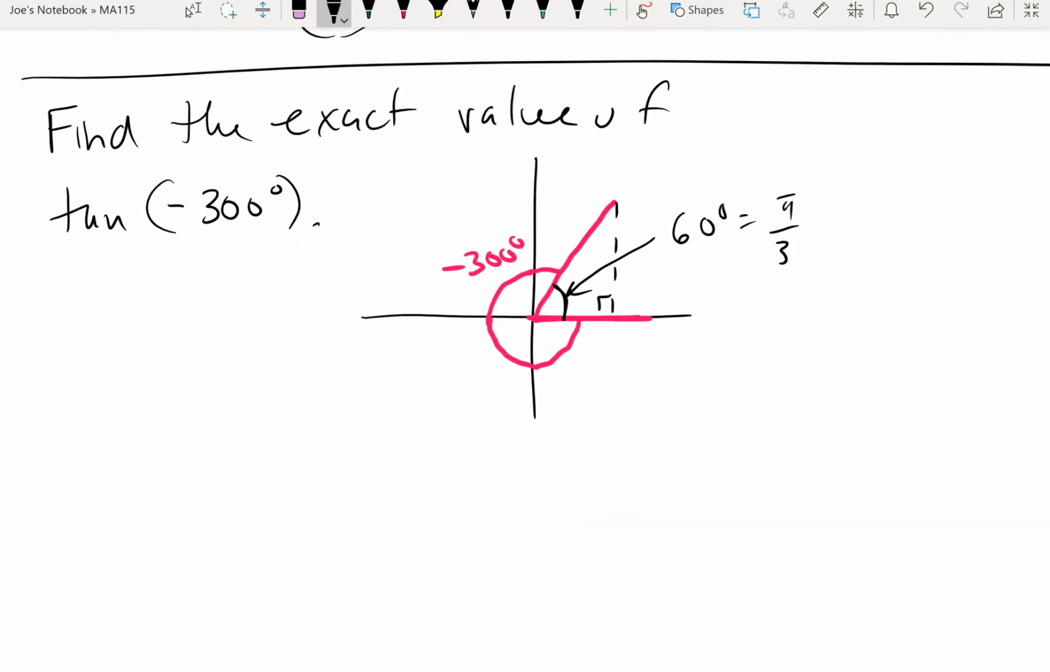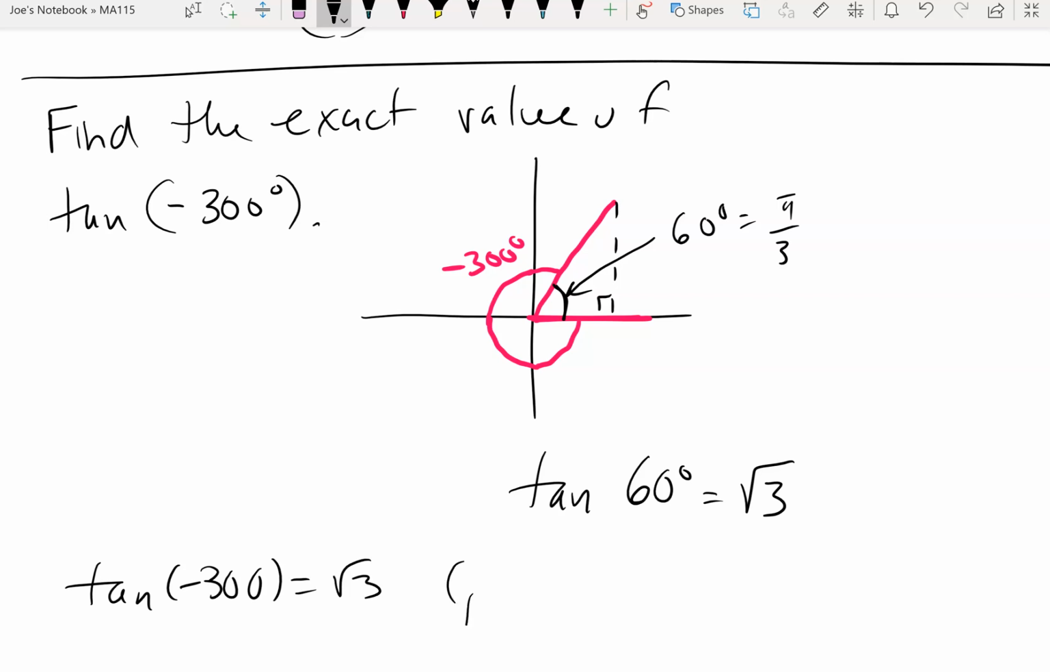So when I do the tangent of negative 300, I want the tangent of 60. What is tangent of 60? It's root 3. And then I have to determine, is it positive root 3 or negative root 3? Well, in this case, it's positive, mainly because we landed in quadrant 1, right? Notice that your opposite and your adjacent are both positive here. So the tangent of negative 300 is also square root of 3, and it's positive since we're in quadrant 1. Oops, let me write it that way.